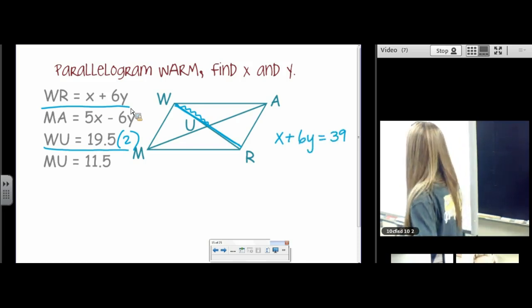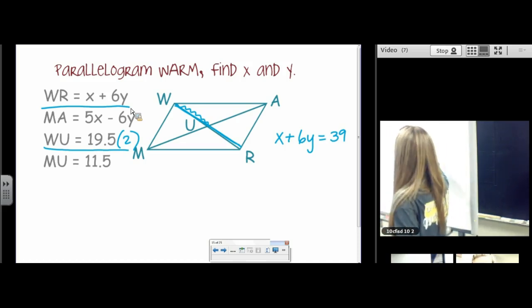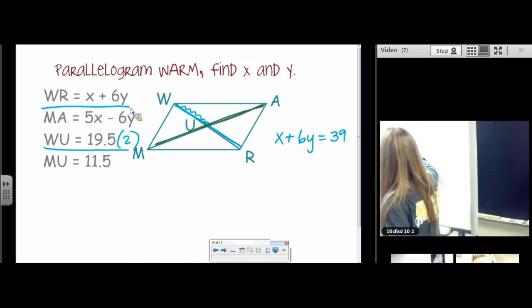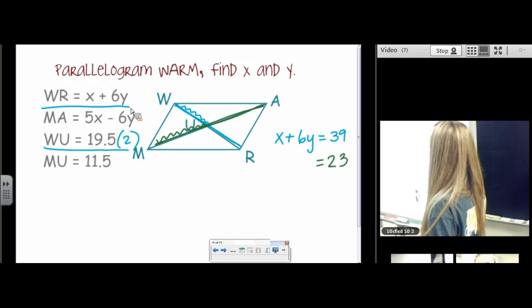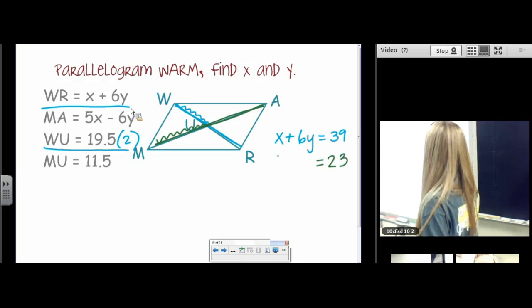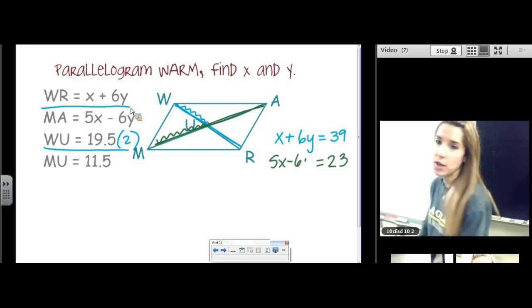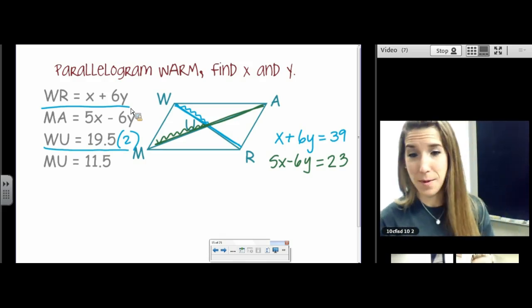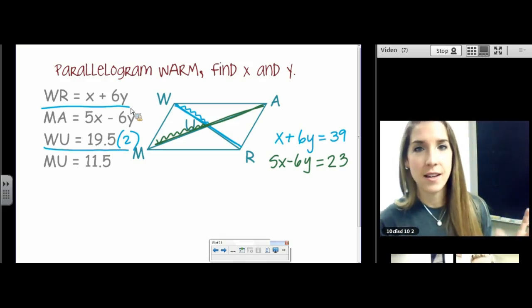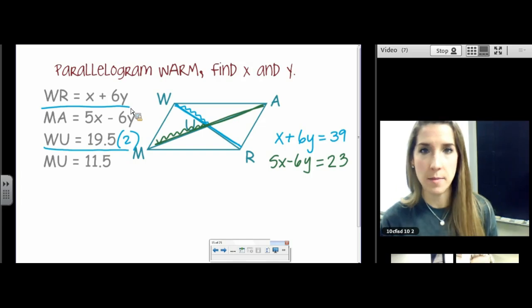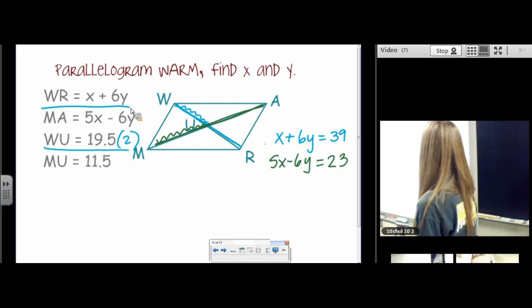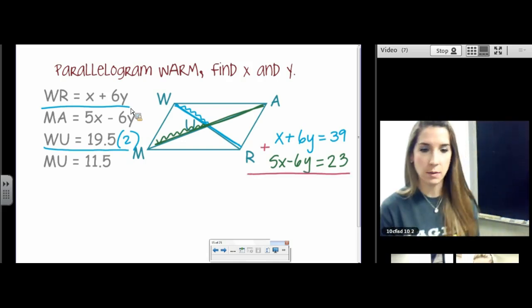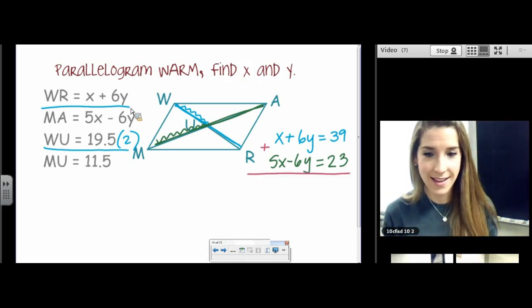I'm going to do the same thing with the other one. Here's MA and here's MU. So I'm going to double MU. What do we get? 23. And that equals MA, 5x minus 6. The good news here, and what we try to do to you most of the time, is that this system is perfectly set up for elimination. You don't have to move anything around. We have a positive 6y and a negative 6y, so now we're allowed to add these together.